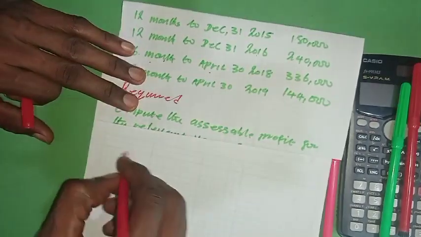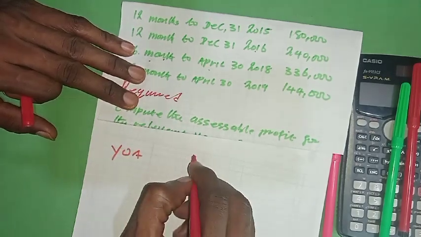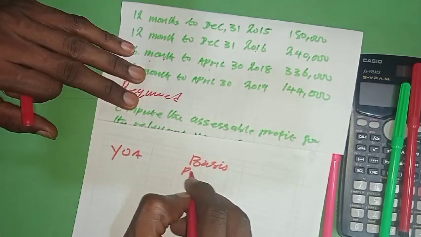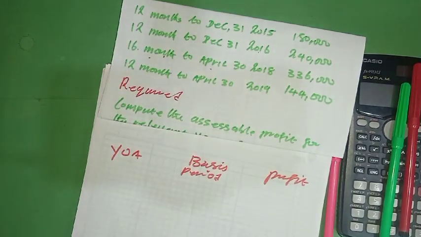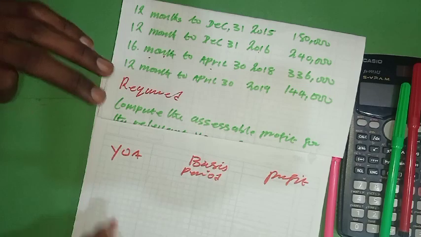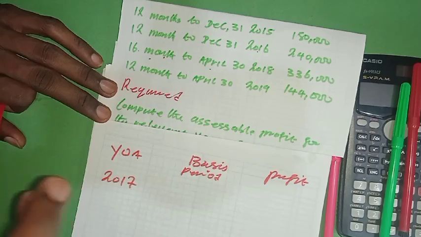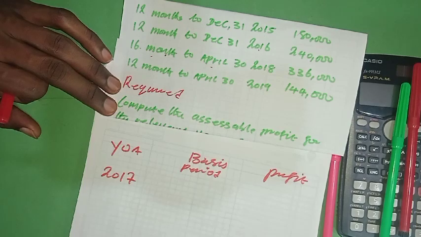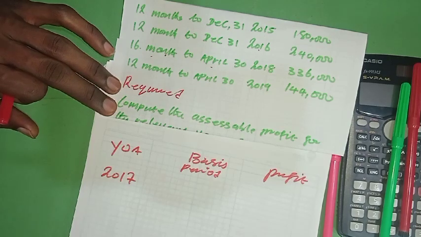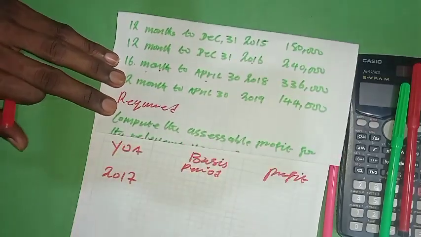So here, the year of change is what? You write year of assessment, basis period, and the profits. Now, what is your year of assessment? The year of change is 2017, which becomes your tax year. Now, 2017 will assess what? In the year 2017, they will now assess 2016 year of account.